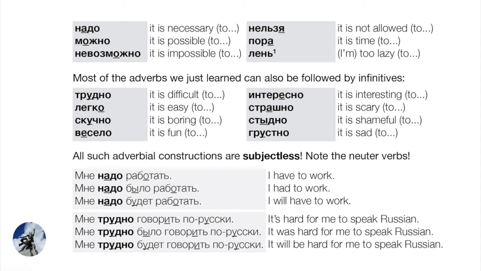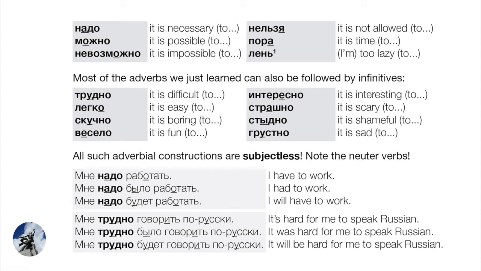Пора means it's time to. And one that's not nearly as common, but I threw it in anyway because you do hear it: Лень means I'm lazy. I'm too lazy to do something. I feel lazy and I don't want to do it. So that's kind of a special case, but I added it here anyway because it works in the same way as these other very common ones.